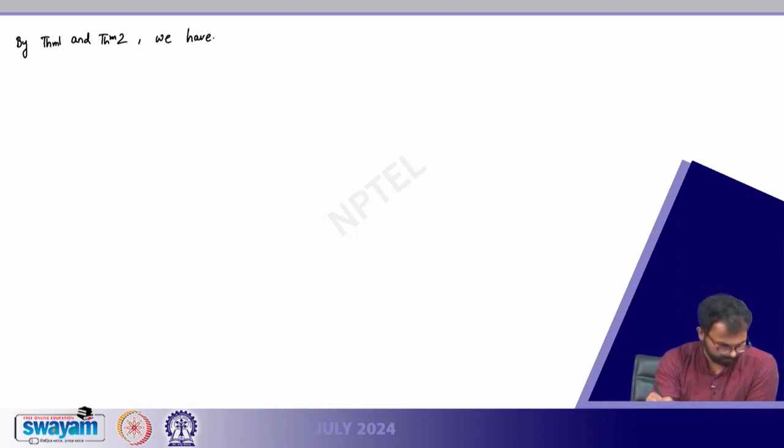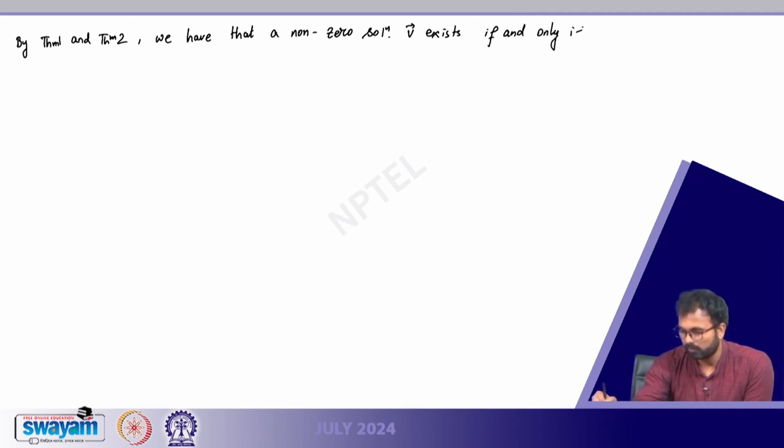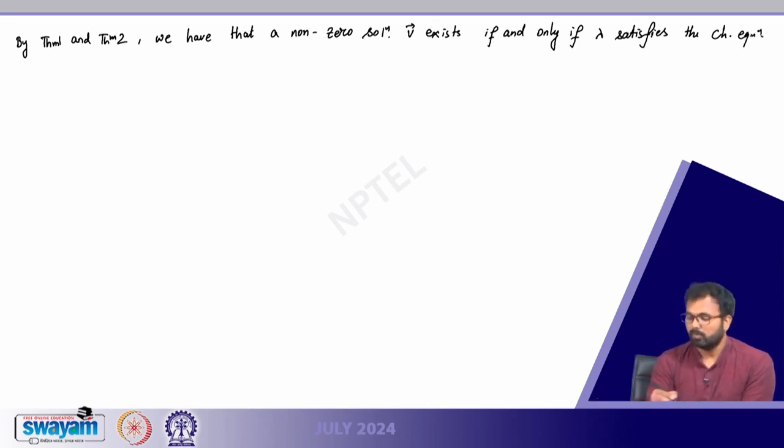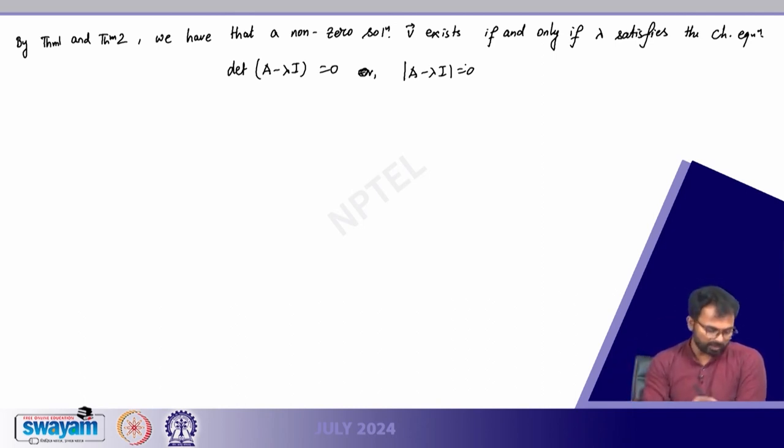we have that a non-zero solution V exists if and only if lambda satisfies the characteristic equation, which is the determinant of A minus lambda I equals 0. This is the condition that we have gotten, where A is the coefficient matrix that is coming from the system of equations itself, right. So, the determinant of A minus lambda I must be 0.